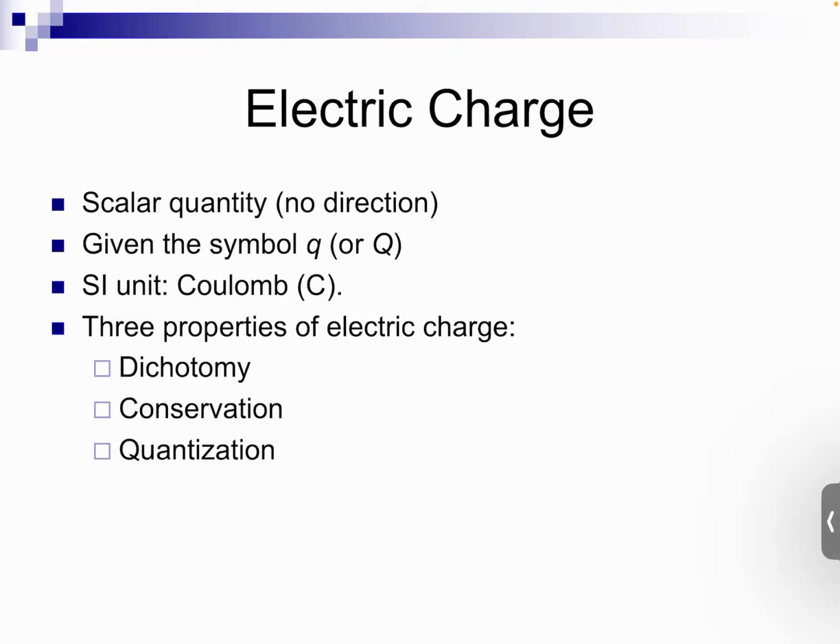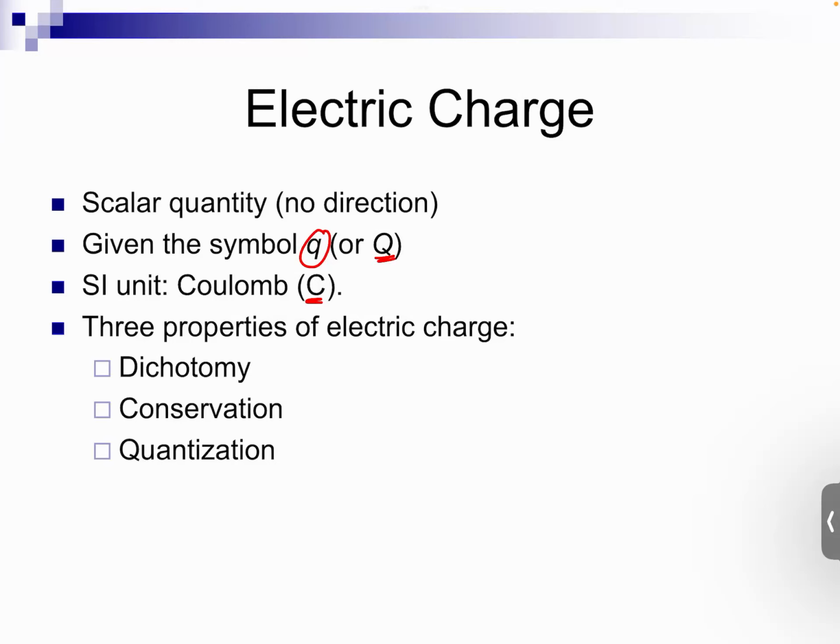Okay, we will use the symbol Q to designate charge, small q or capital Q. They both refer to charge, and the SI unit is the Coulomb. And regardless of whether it's a positive charge or a negative charge, these charges follow three properties: dichotomy, conservation, and quantization. We will discuss each of these properties.